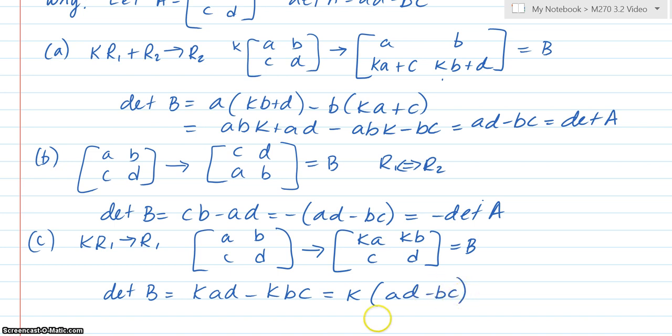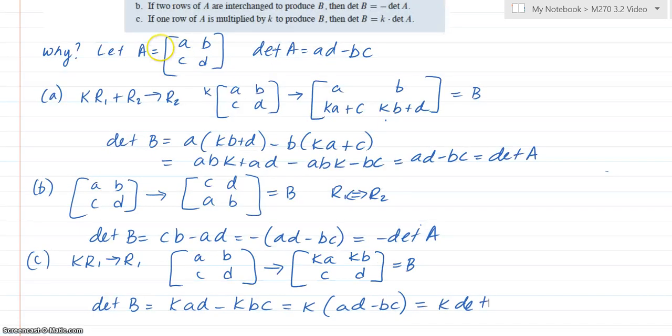So you can see that it does affect the value of this, but at least we know what it is. So again, if I make that a little smaller, you can see part C here, that the determinant of B is K times the determinant of A. So we know it works for this one case for a 2x2.